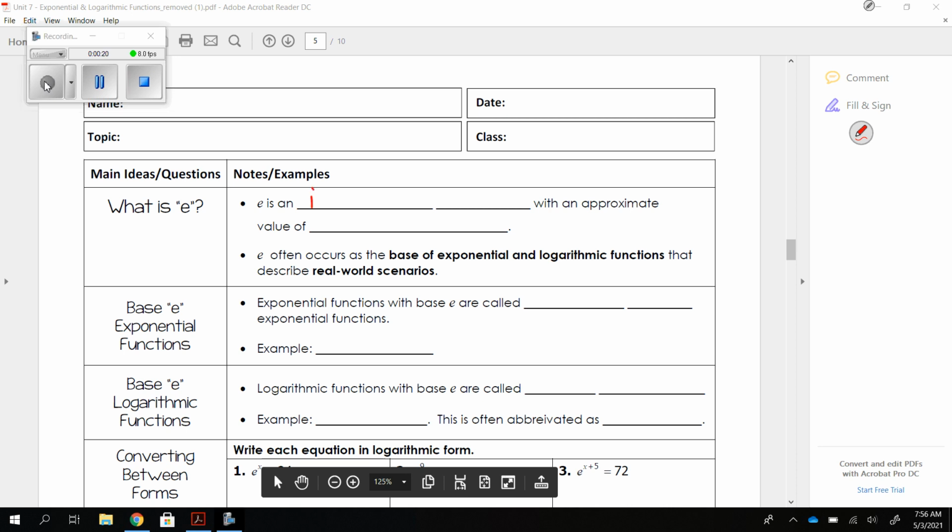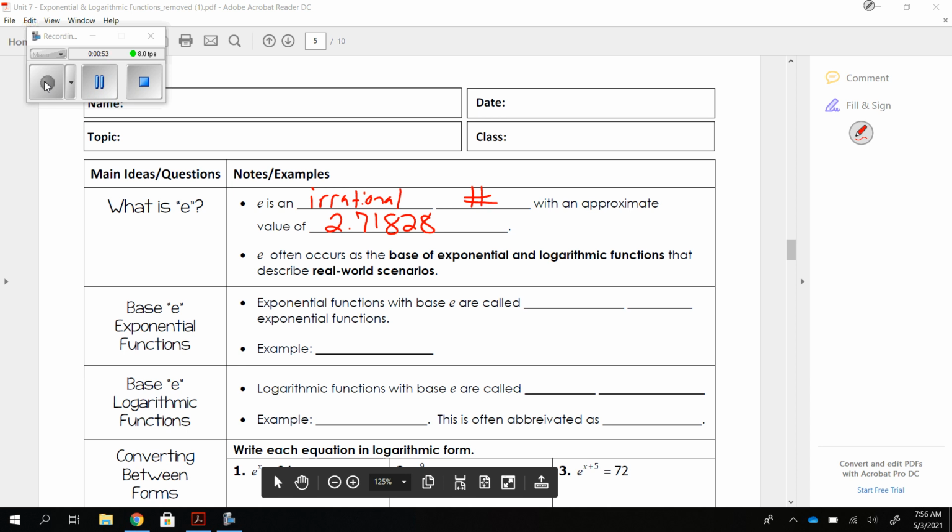e is an irrational number with an approximate value of 2.71828. So e is an irrational number with an approximate value of 2.71828. e often occurs as the base of exponential and log functions that describe real-world scenarios. So you'll see when we're talking real-world examples, you might see that base e.